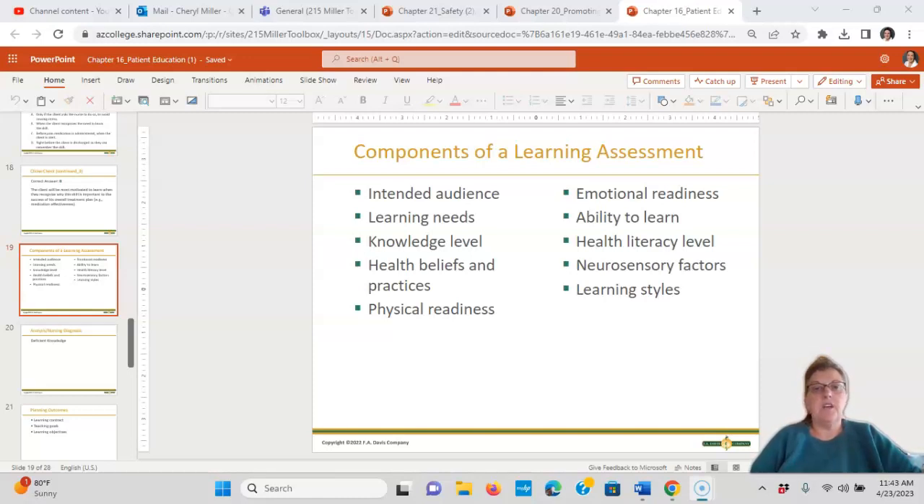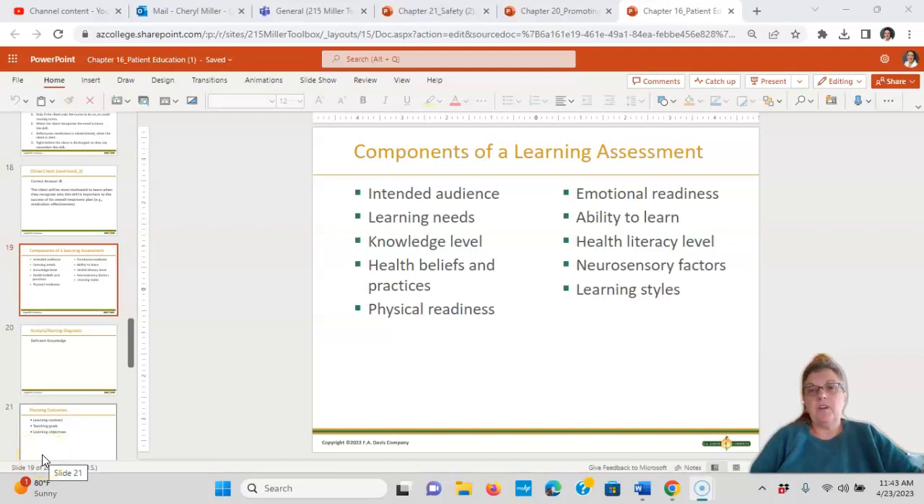So you need to know all of these things. Their physical readiness. Are they physically ready? Are they tired? Emotional readiness. Are they ready to tackle this new thing in their life? So physical readiness and emotional readiness will come back to haunt you when we talk about ostomy training. The ability to learn. Are they even able to learn at this point? Are they in shock and awe? Health literacy level, again, like 6th grade versus 12th grade reading level. If you know somebody's at a 4th grade reading level, you're not going to hand them a bunch of brochures. They're not going to be able to read them.